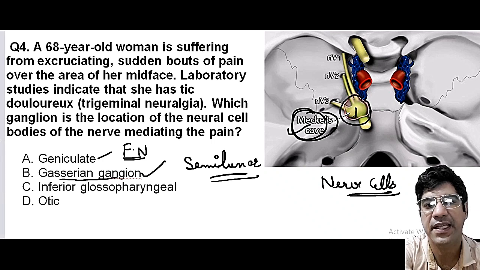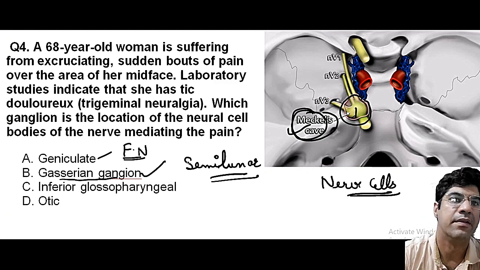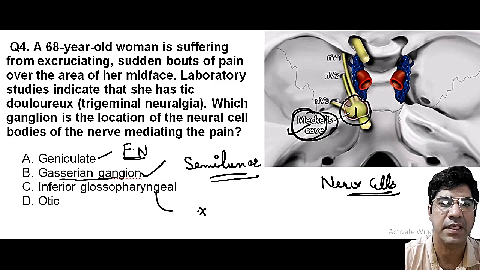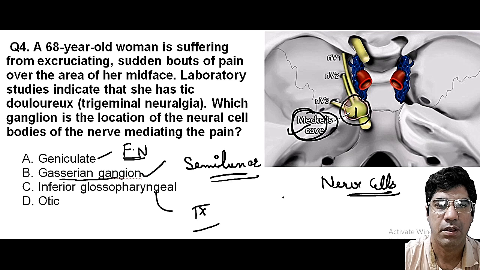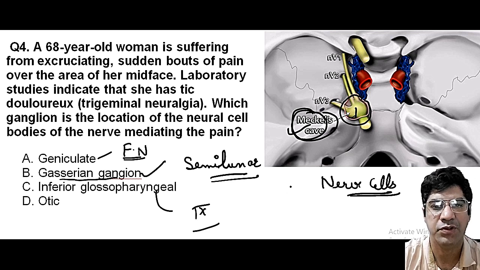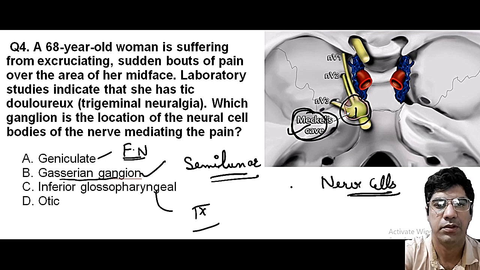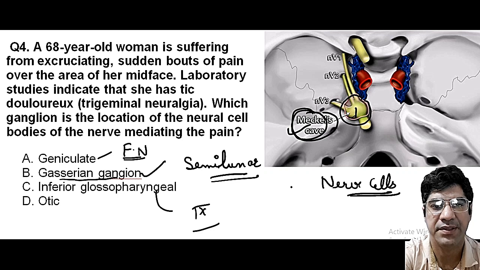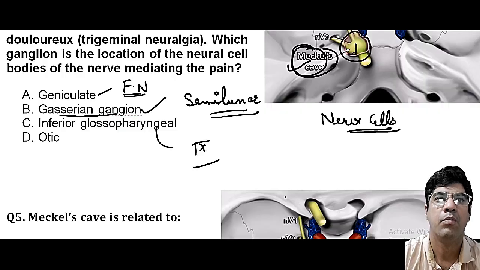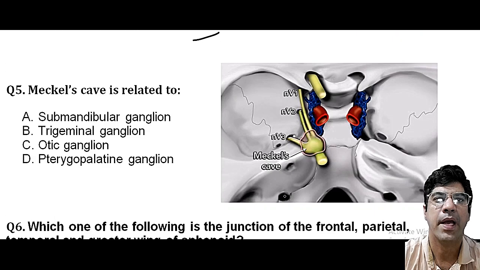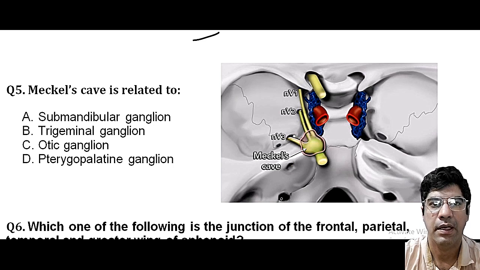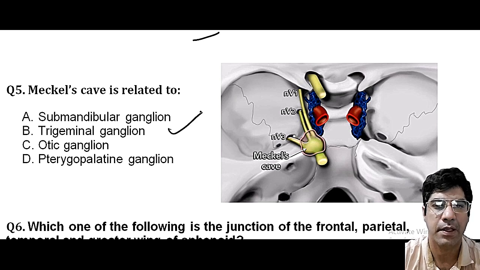The inferior glossopharyngeal ganglion is associated with the ninth nerve, the glossopharyngeal nerve. The otic ganglion is also associated with the glossopharyngeal nerve. So your answer of choice is the Gasserian ganglion. Moving to the next question, Meckel's cave is related to the trigeminal ganglion.